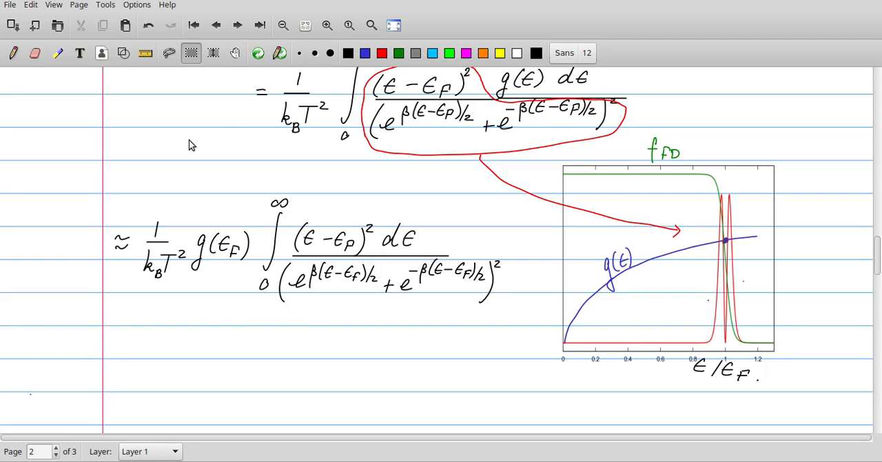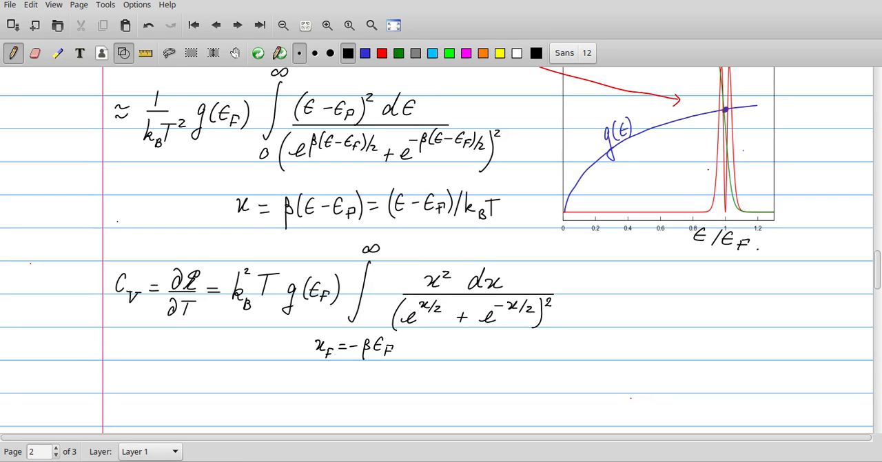Well, in order to simplify the expression, it's useful to introduce a variable x, which is just the exponent here, apart from the factor 1/2. It's β(ε − ε_F), or (ε − ε_F) divided by k_B T. So what happens then to the integral? So this is the result.